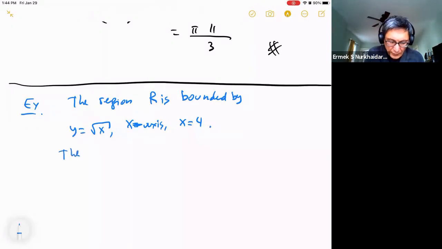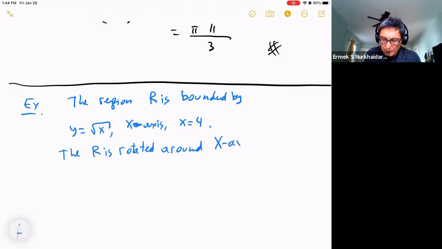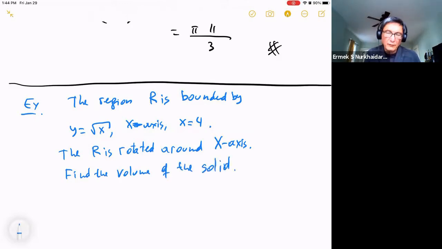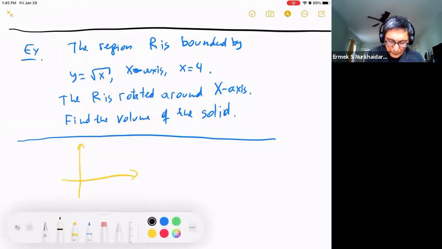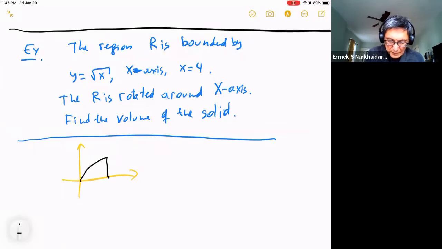Now, the region R is rotated around the x-axis. Find the volume of the solid, which we're going to obtain. Square root of x, x equals 4, x-axis. Okay, so what's the region R?